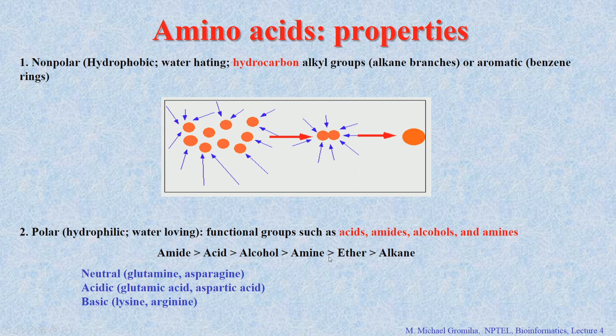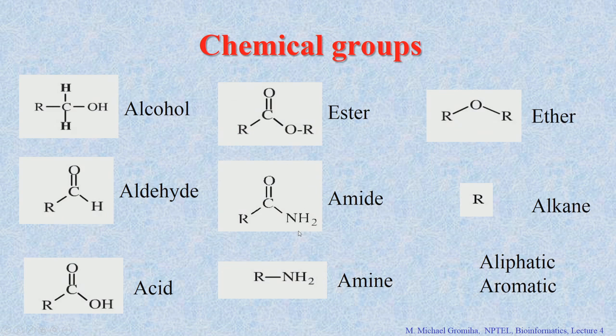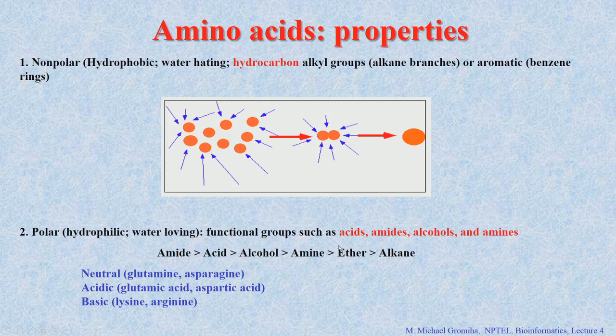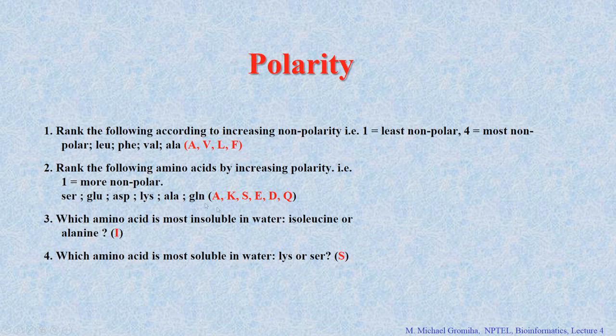So, we compare these chemical groups, right, these are the chemical groups involved in the 20 different amino acid residues here. You can see alanine is nonpolar, and then lysine is an amine, serine is an alcohol, and these two are acids, right. Among these two, glutamic acid and aspartic acid, glutamic acid has one CH group more. So, glutamic acid, then aspartic acid, and finally glutamine.